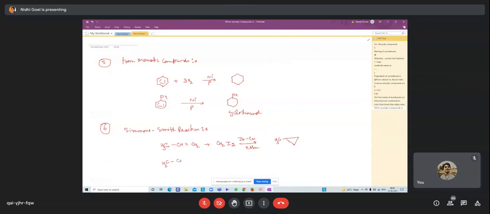Another example, CH3, CH double bond CH, CH3. Same reaction condition, CH2I2, zinc, copper and ether. Then what will be the product? This is CH3 and this is CH3. 1,2-dimethylcyclopropane. Okay, and this is the methyl cyclopropane. Okay, so these are the simple reactions.